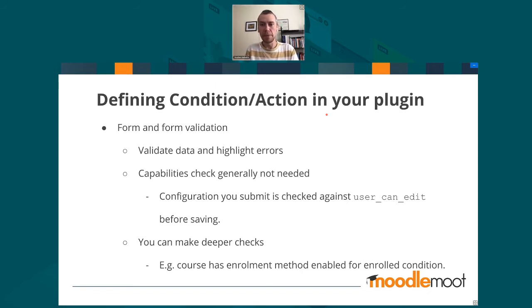Another example where you can use validation is to make some deeper checks. For example, initially for the form you just list courses. In the user enrolled condition, you have a second drop-down menu where you can select the actual enrollment method. And in validation, you would probably need to check that the particular course that you selected has the method that you picked.